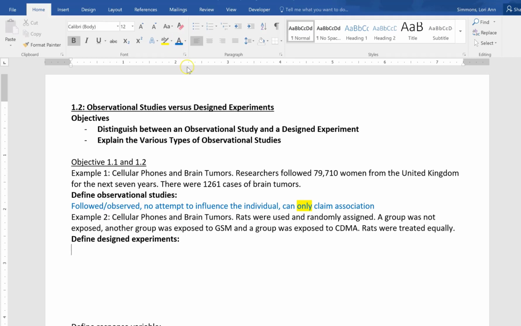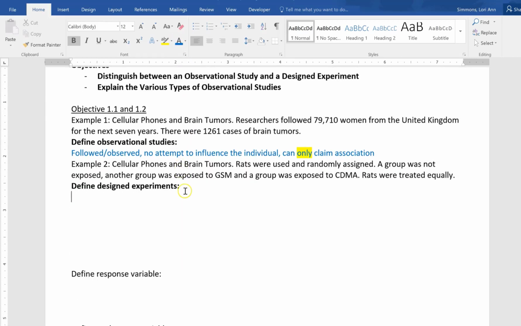Moving on to designed experiments, we have an example. Cellular phones and brain tumors. Rats were randomly assigned. A group was not exposed, another group was exposed to GSM, and a group was exposed to CDMA. Rats were treated equally. A designed experiment is the attempt to influence the individual. There are treatments that are given, such as a drug or a placebo.